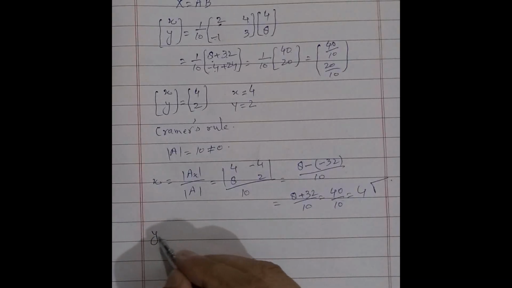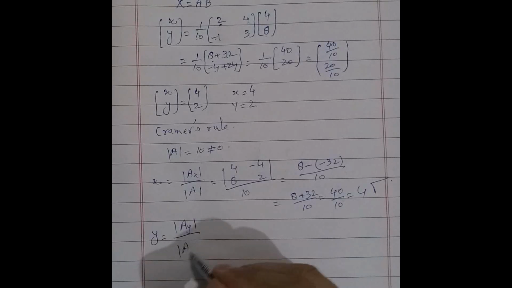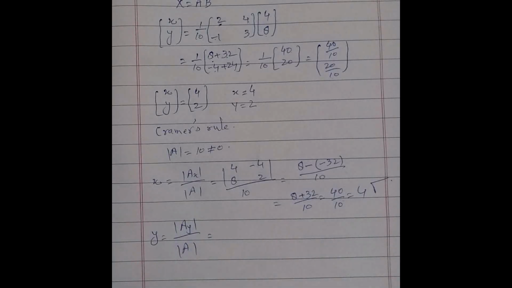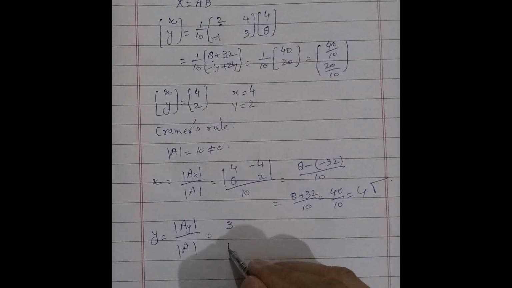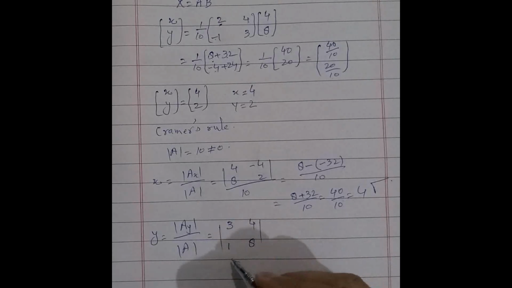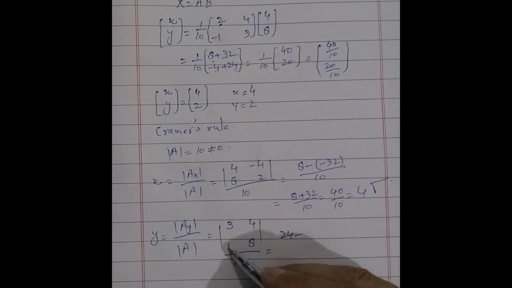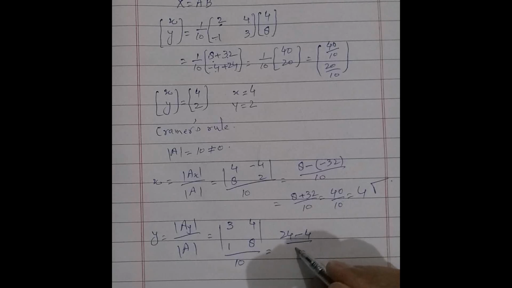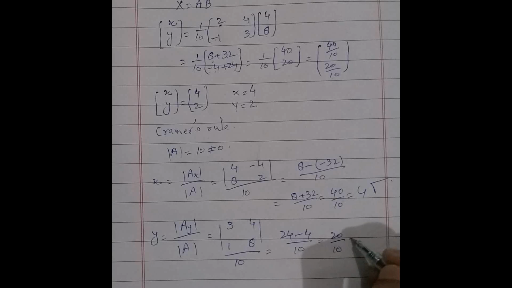Now we find the value of y, which is the Ay determinant over the A determinant. Putting in the values for the Ay determinant, we get 3, 1, 4, 8, and over the A determinant, which is equal to 10. Now simplify these values. We get 3 8s are 24, minus 1 multiplied by 4 is equal to 4 over 10. 24 minus 4 is equal to 20 over 10, which is equal to 2.